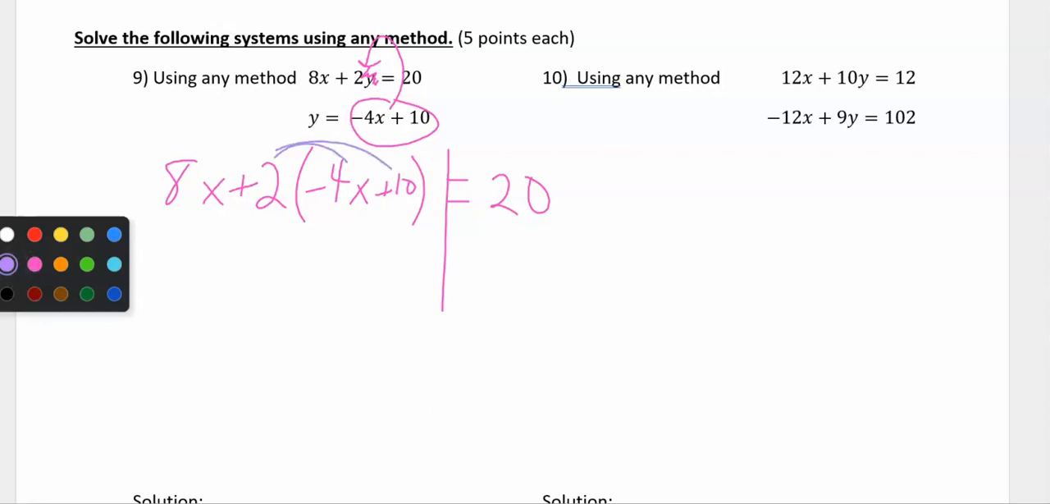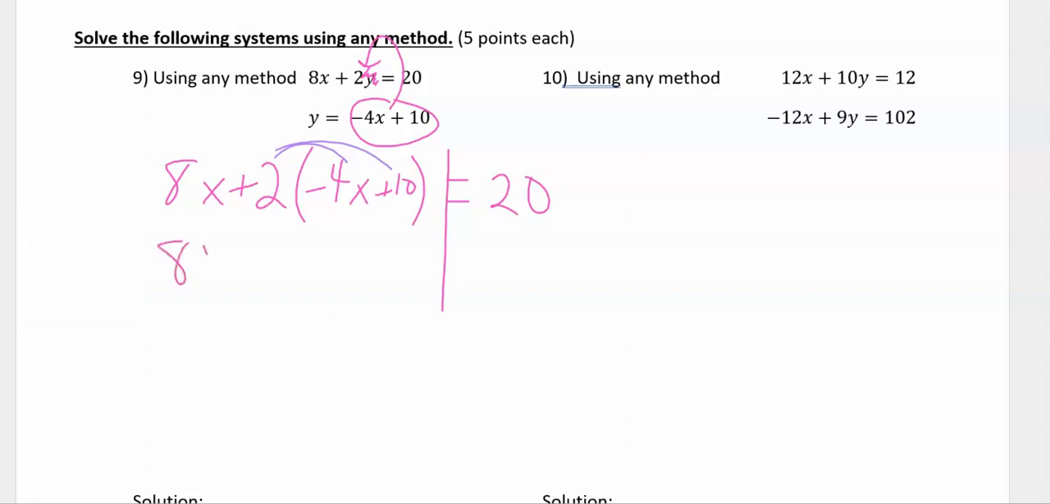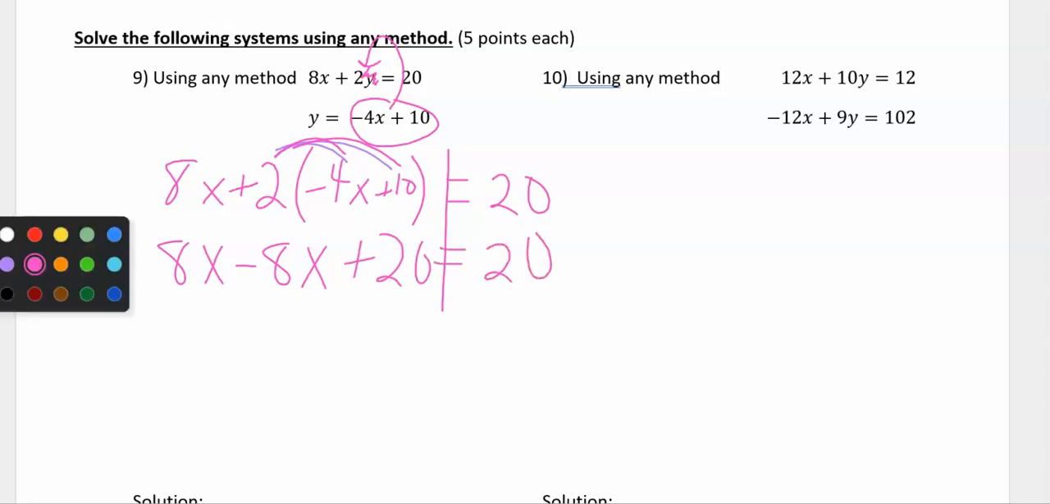So I'm going to distribute first, always, and that will look like negative 2 times negative 4 is negative 8x, sorry, x's. 2 times 10 is 20, equals 20. Oh, this is nice.